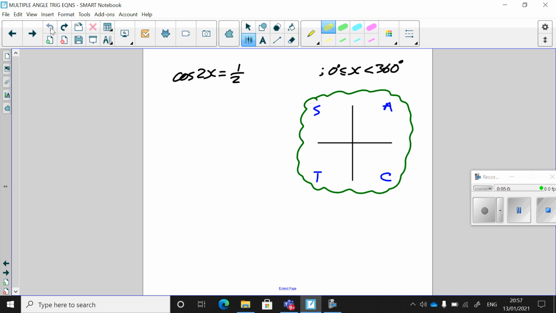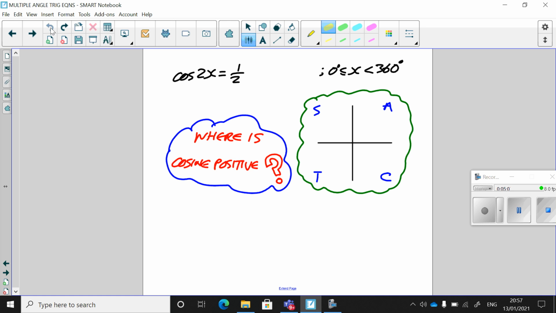All sine, tan, cos. Okay, where's cosine positive? What we're talking about being positive is that number there. Oh, I feel like I'm just explaining myself again and again. Right. Where's cosine positive?